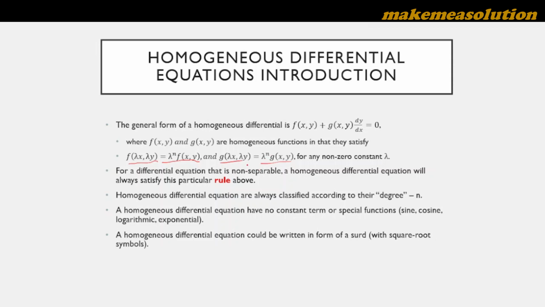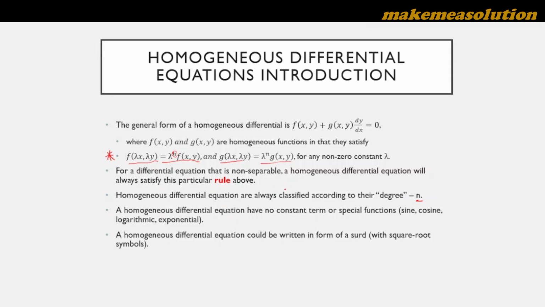Now, for a differential equation that is non-separable, that means anytime we cannot apply the method of separable variables or the linear technique with our integrating factor, then if it is going to be a homogeneous differential equation, it has to satisfy this particular axiom stated in this line. A homogeneous differential equation is always classified according to its degree, n. So where did we get n from? After you substitute x for lambda x and y for lambda y, and factor out, whatever power of lambda you get becomes the degree of that homogeneous differential equation. It is read as a homogeneous differential equation of degree n.